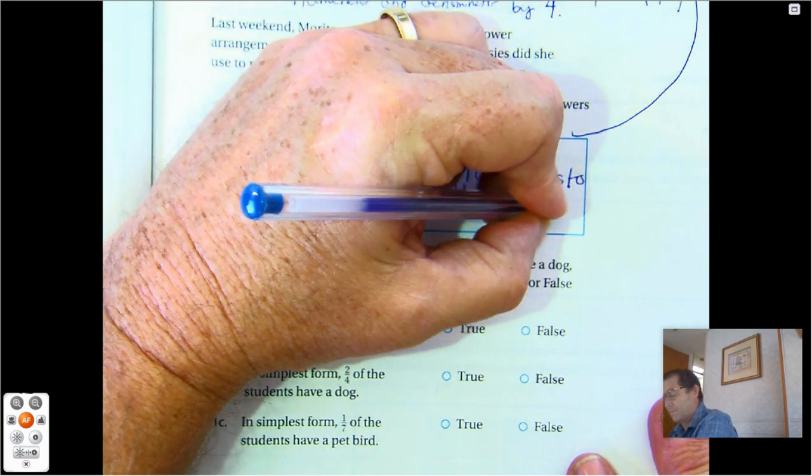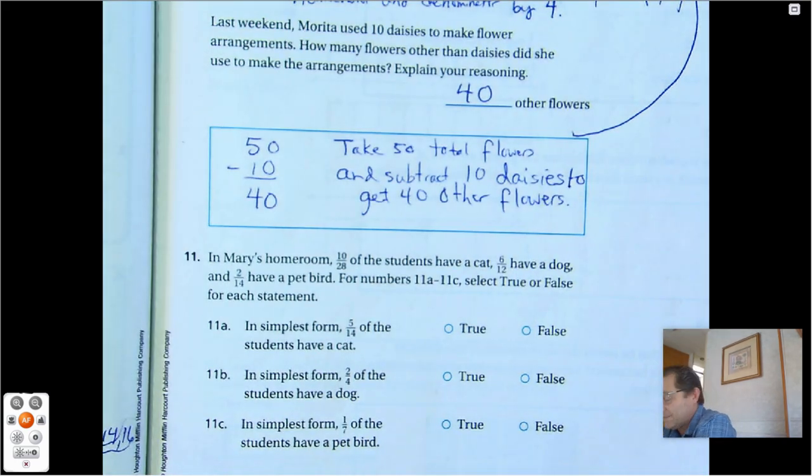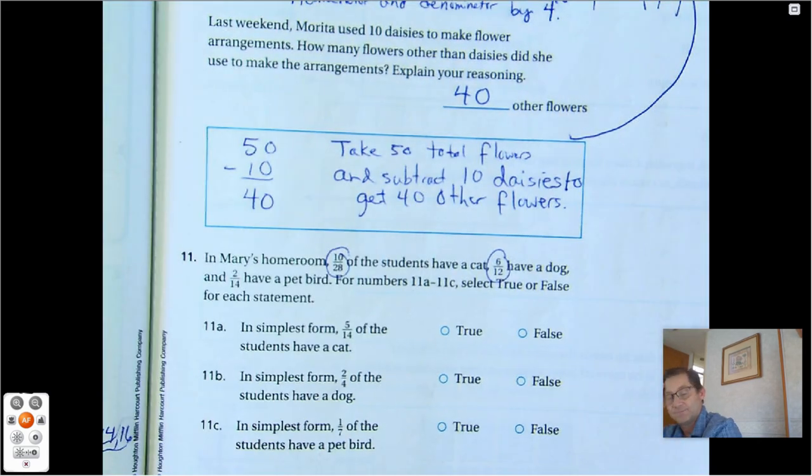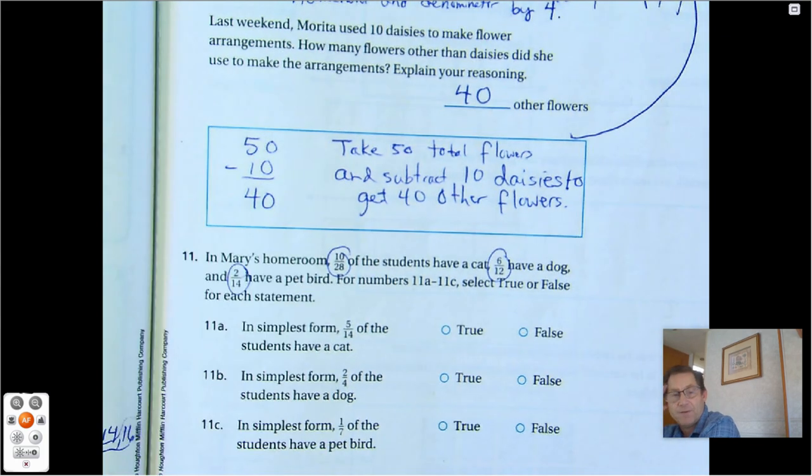In Mary's homeroom, 10/28 of the students have a cat, 6/12 have a dog, 2/14 have a pet bird. For numbers 11a through 11c, select true or false for each statement. In simplest form, 5/14 of the students have a cat. So 10/28 have a cat.